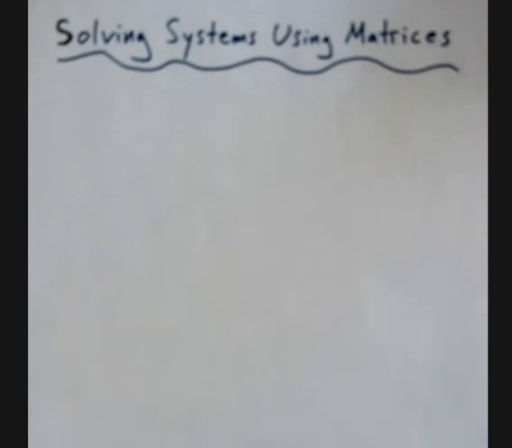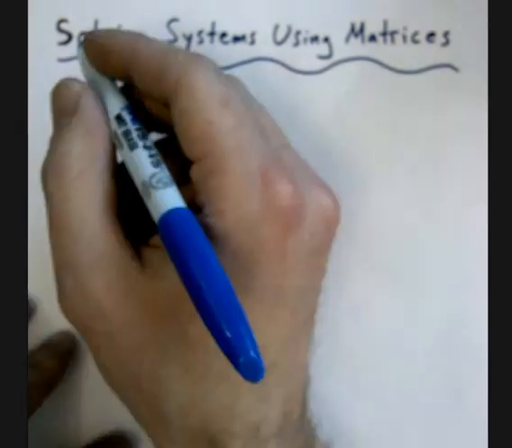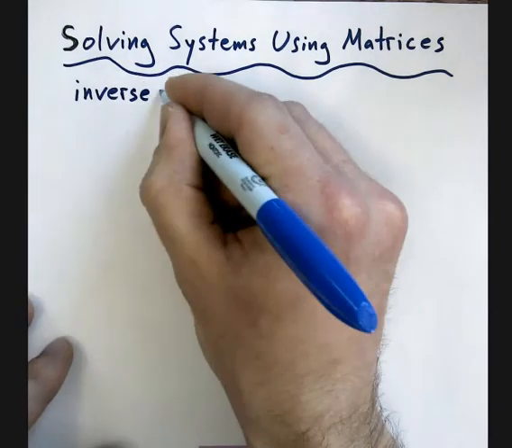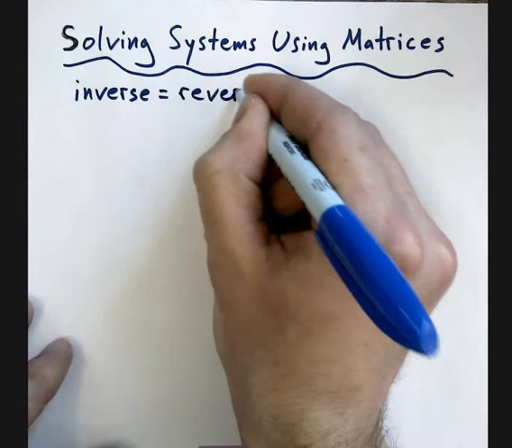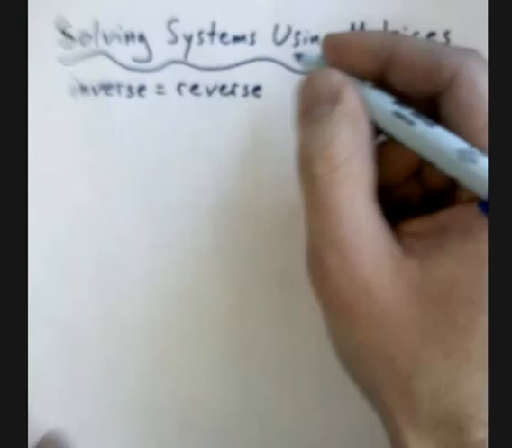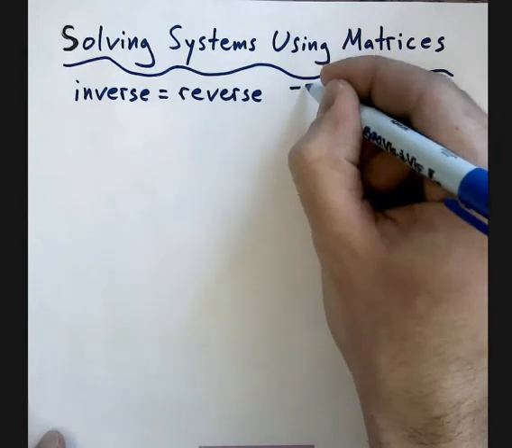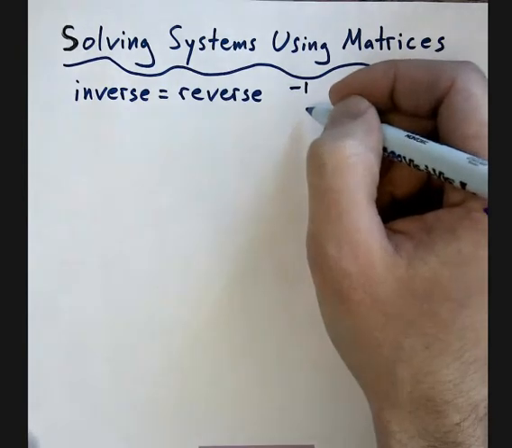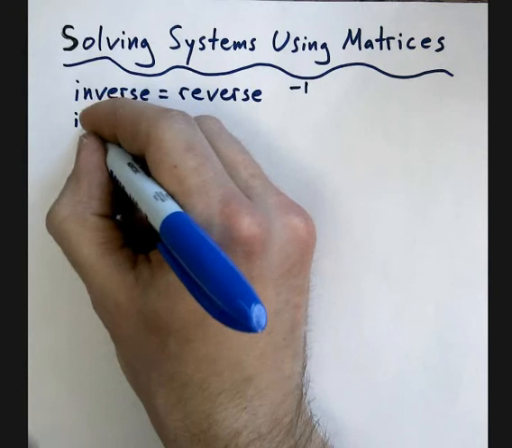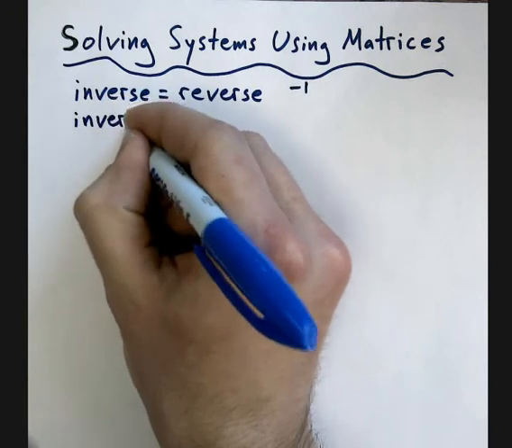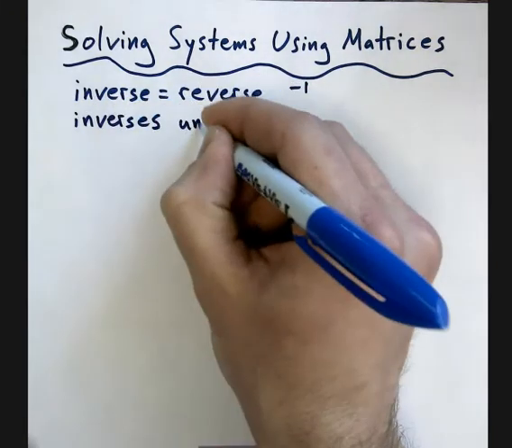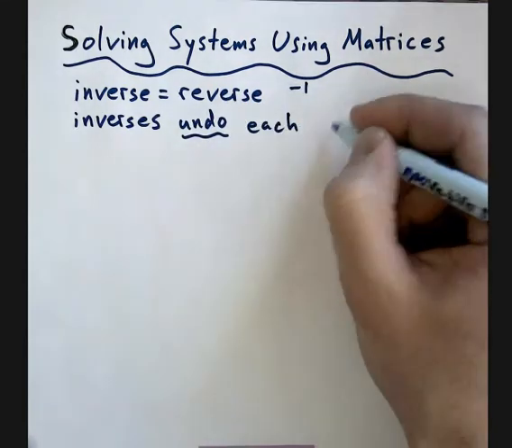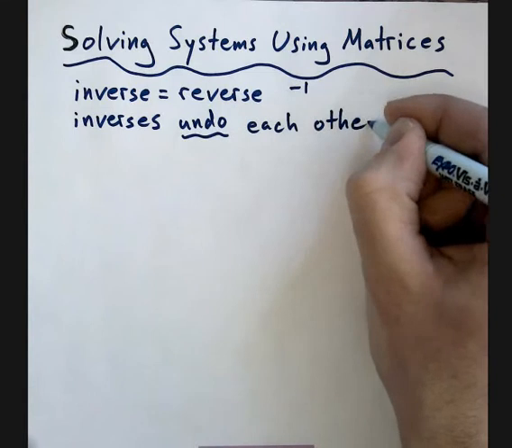So here we go. First things first. Inverse means reverse. And we typically use what looks like a -1 exponent as a symbol to show that. Now the thing about inverses is that they undo each other. Very mathematical word there, undo.